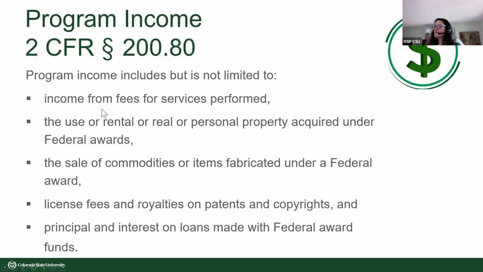Okay, what do we do? So here's some more information from Uniform Guidance on program income. So these are just some examples. You see it includes these examples, but is not limited to, okay? Income for services performed, income from use or rental of real or personal property, from sale of commodities fabricated under the award, okay, license fees, and principal and interest. Sorry, I'm looking here to see if there's anything else I want to add on that.